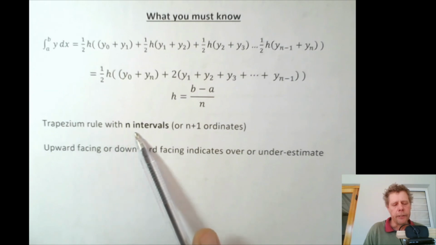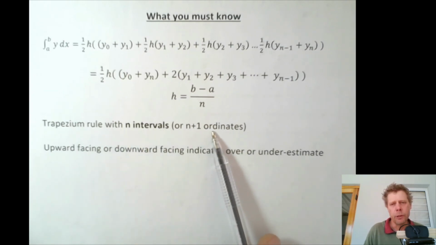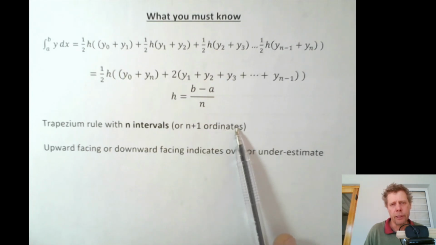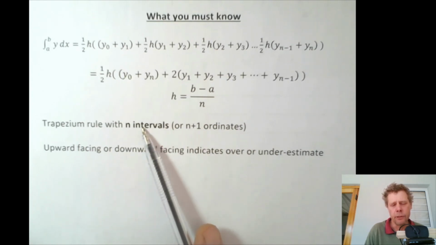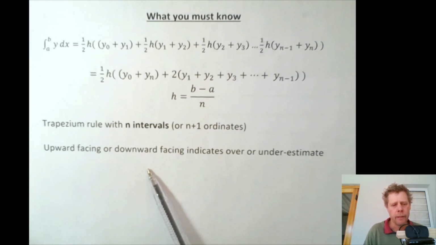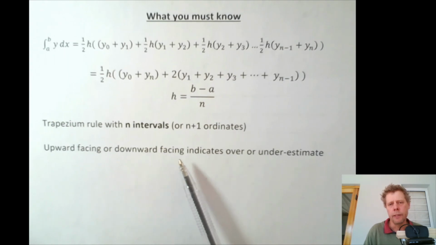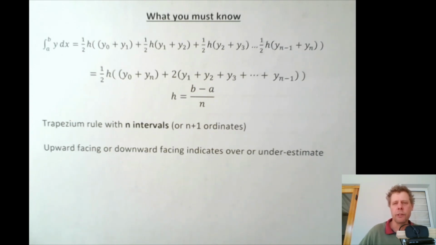And then there's a distinction between n intervals versus n plus 1 ordinates. There's always one extra ordinate, one extra fence pole compared to the number of intervals. So if they give you the ordinates, just subtract 1 and you've got the number of intervals. And then you need to recognize if the curve is upward facing or downward facing to see if it's an over or underestimate. The trapezium rule is quite a short section. It's quite straightforward, but just be careful with your calculations.